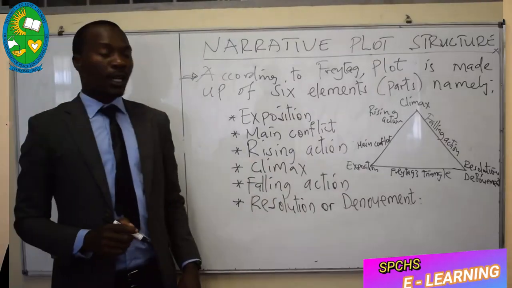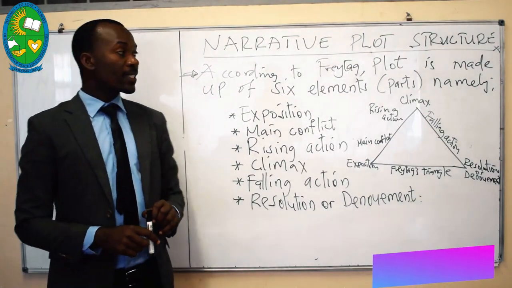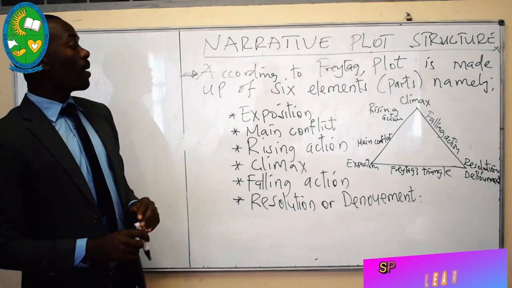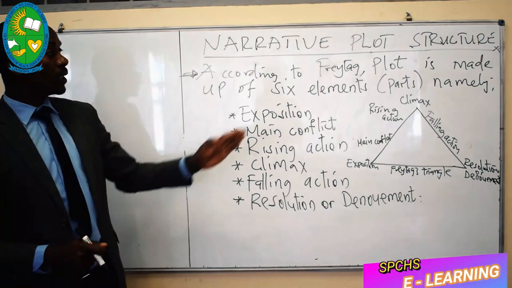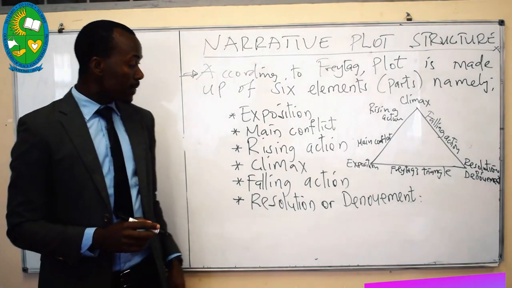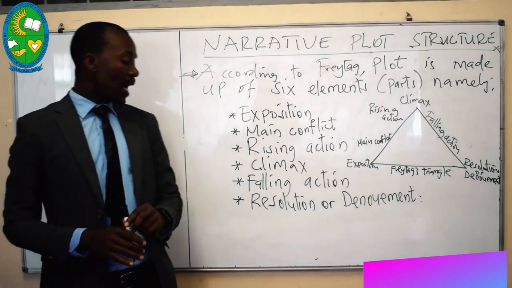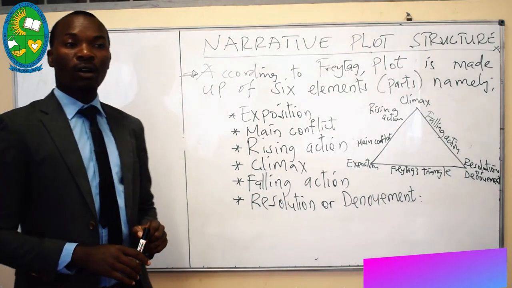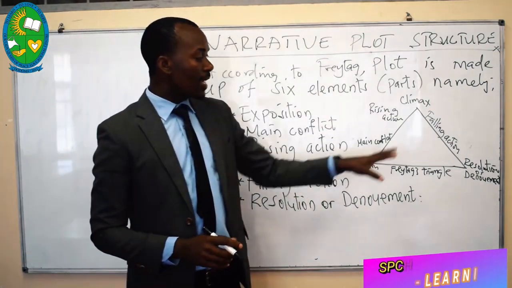As I introduced earlier, the organization of plot according to Freytag's triangle has about six elements or parts. These parts are known as exposition, main conflict, rising action, climax, falling action, and resolution, or denouement. And this can be presented diagrammatically as follows.